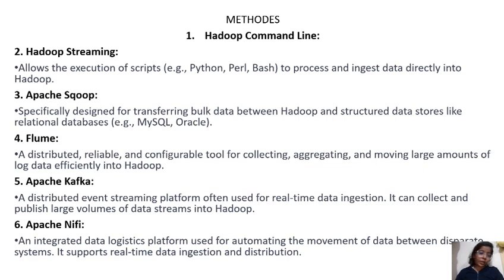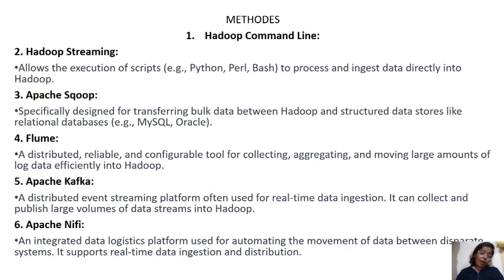data directly into Hadoop. The third one, Sqoop, was specifically designed for transferring bulk data between Hadoop and structured data stores like relational databases such as MySQL and Oracle. Flume is a distributed, reliable, and configurable tool for collecting, aggregating, and moving large amounts of log data efficiently into Hadoop.